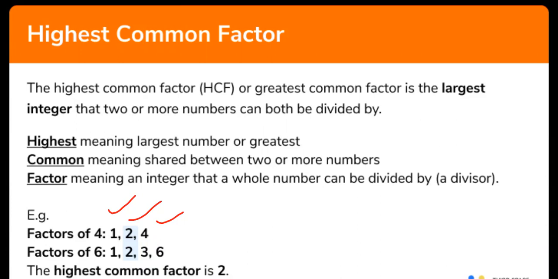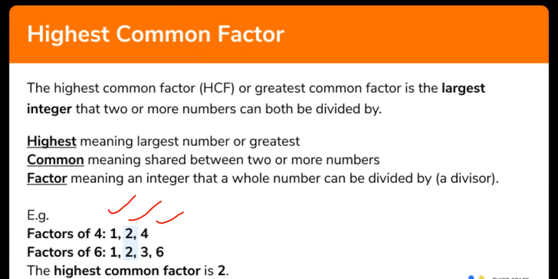First, start off by looking for the factors of 4, then look for the factors of 6. Then from there, look for the highest number that appears in both sets of numbers. For the factors of 4, we have 2 as the largest number, and then we have 2 as well for the factors of 6. So the highest common factor of 4 and 6 is 2.